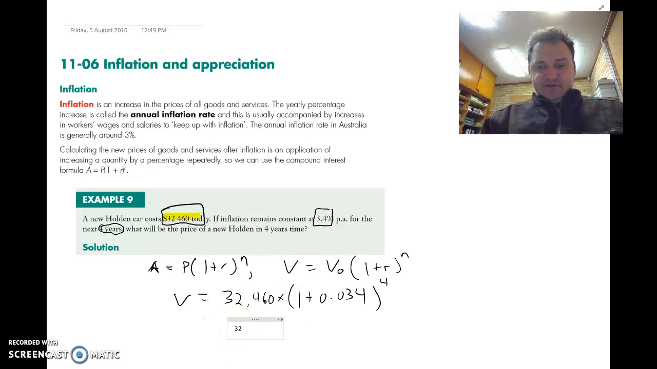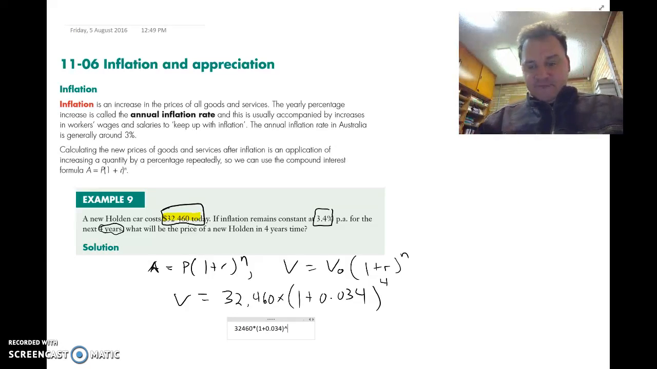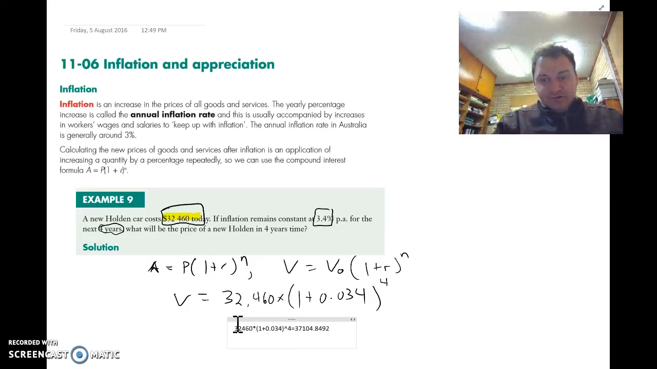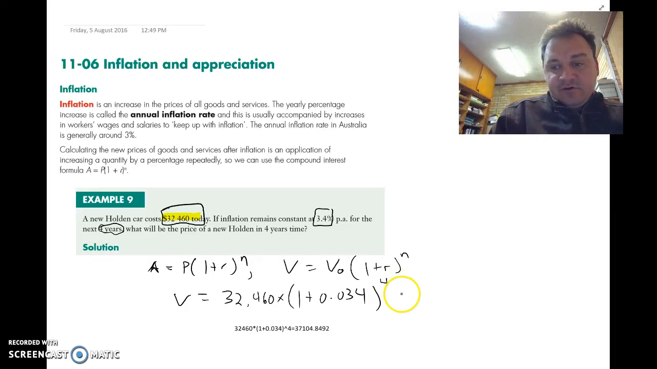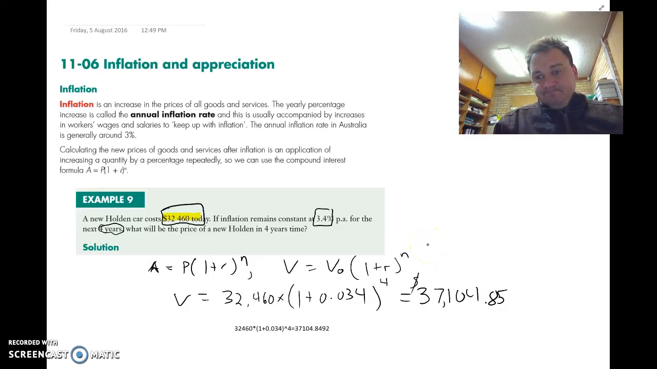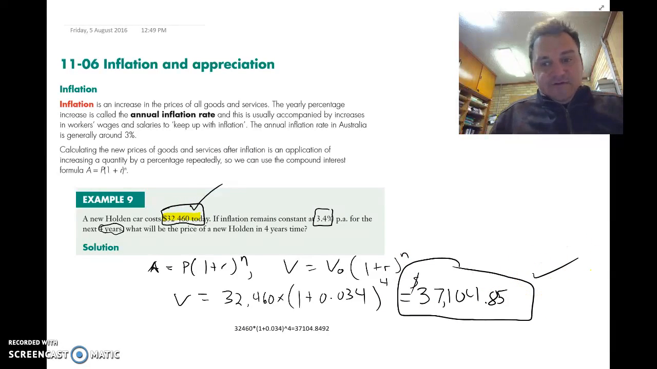So if I take 32,460 times 1 plus 0.034, right, that's just converting my percentage into a decimal, and it is to the power of 4 for 4 years. That will equal $37,104. So after 4 years, the value of this Holden car should be $37,104.85. So in 4 years' time, a vehicle costing that today would cost that in 4 years' time.